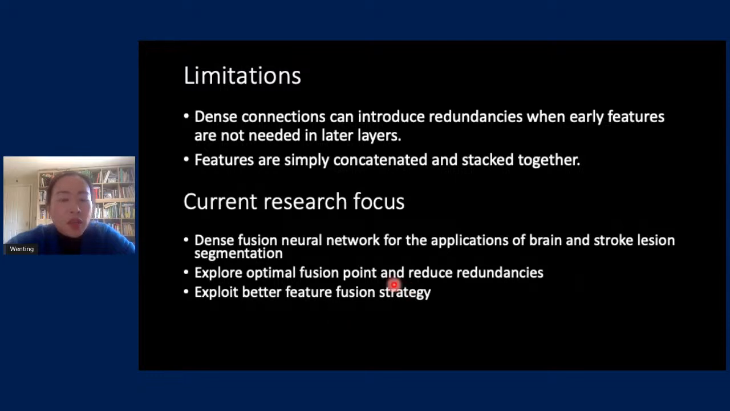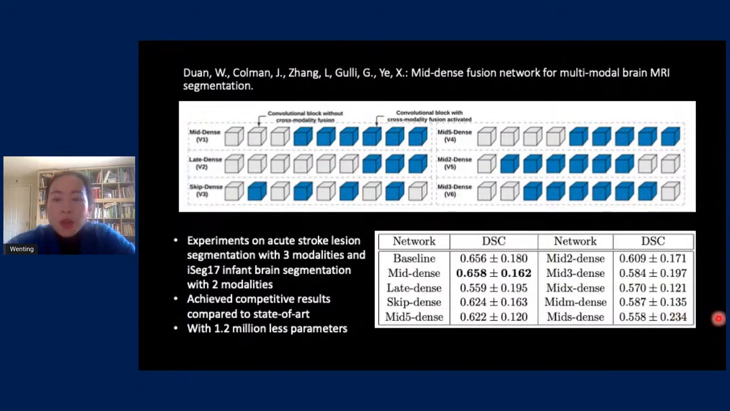We also exploit better feature fusion strategies rather than just concatenating and stacking them together. We test this type of fusion network for 2 types of applications. One is infant brain segmentation, and the other one is stroke lesion segmentation. So far, we've made 2 major developments. The first development is exploiting the optimal fusion point within the network. We look at what is the best layer to fuse these feature maps from different modalities, so that we can also, in a way, reduce redundancies in the network.